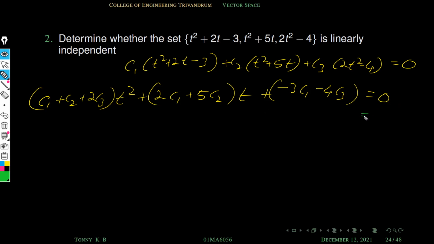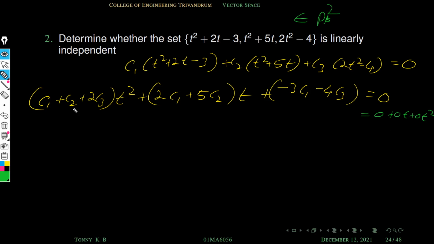And 0 here means what? The 0 polynomial. Actually, all the members are from which space? They are from P2. So what is the 0 element in P2? That is 0 plus 0t plus 0t square. This is the zero vector in our P2. So you can compare the similar terms: coefficient of t square, coefficient of t, and the constant term.